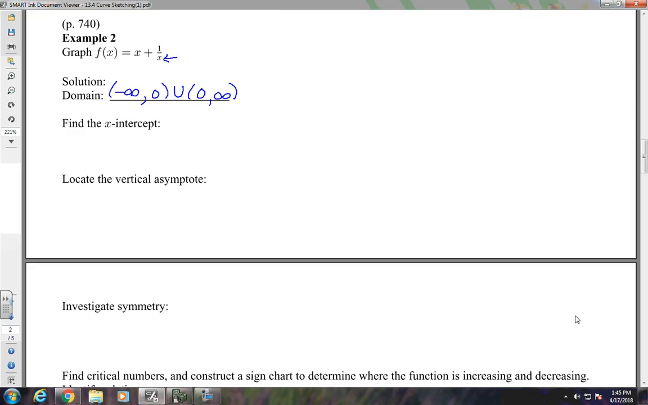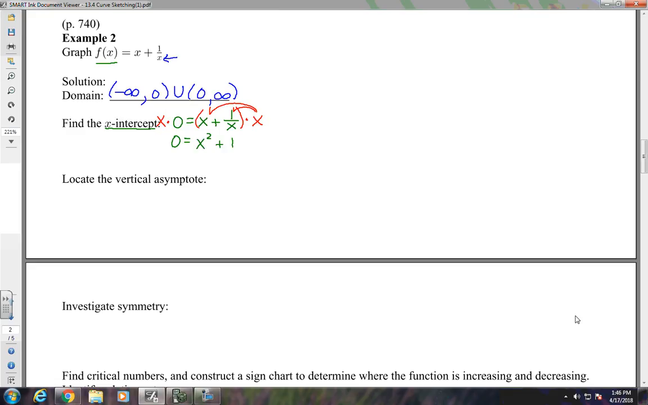The next thing that's helpful is to find the x-intercept. When we find the x-intercept, we set y equal to 0. So we need to solve the equation 0 equals x plus 1 over x. Now, an easy way to solve this equation algebraically is to multiply both sides by that common denominator that I see over there on the right side, which is x. Multiplying the left side by x gives us a 0. And when we distribute x over here on the right side, we end up with x squared plus 1.